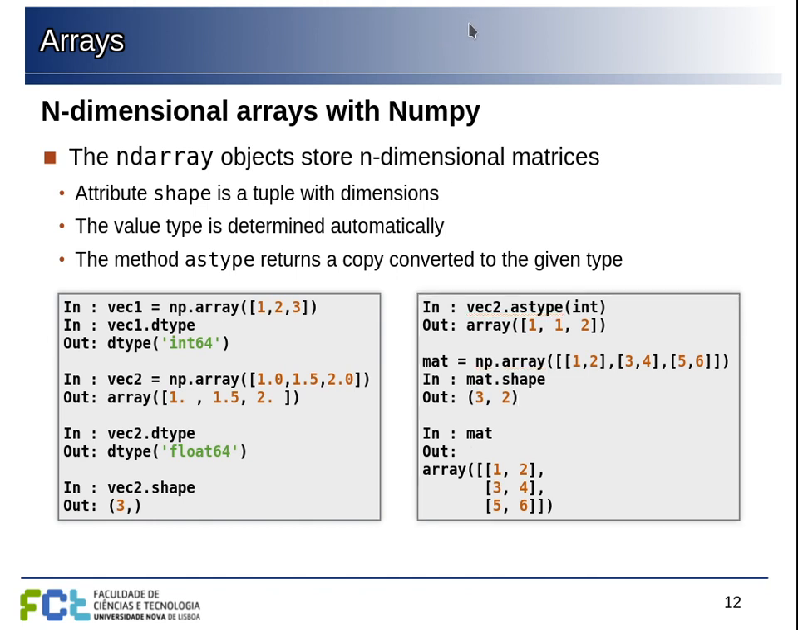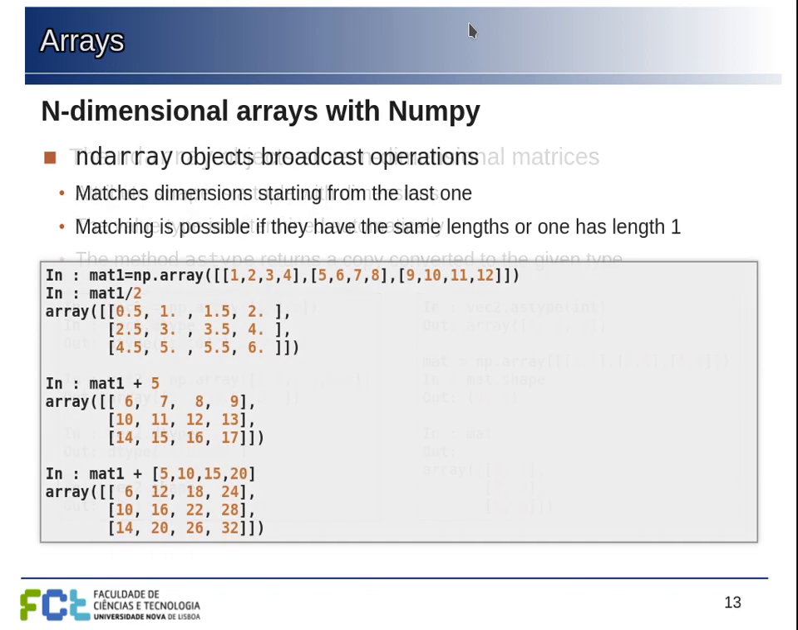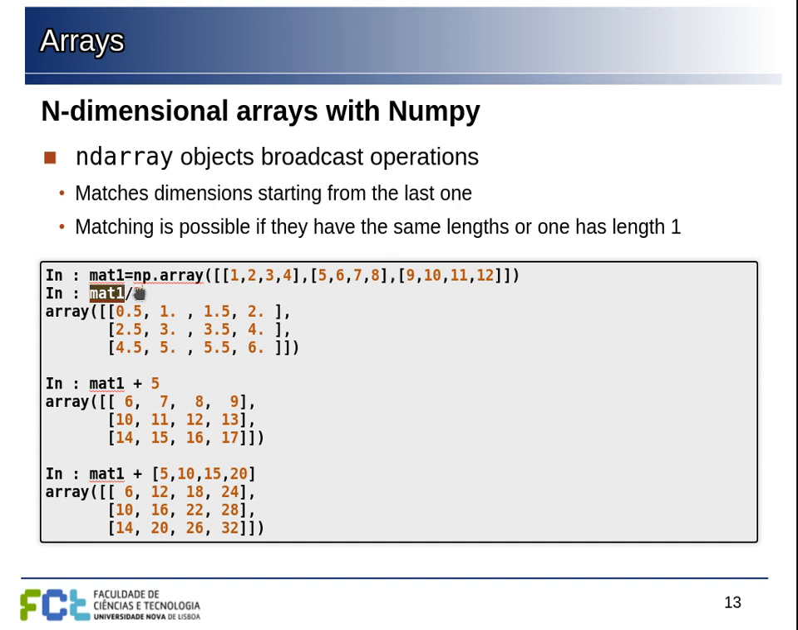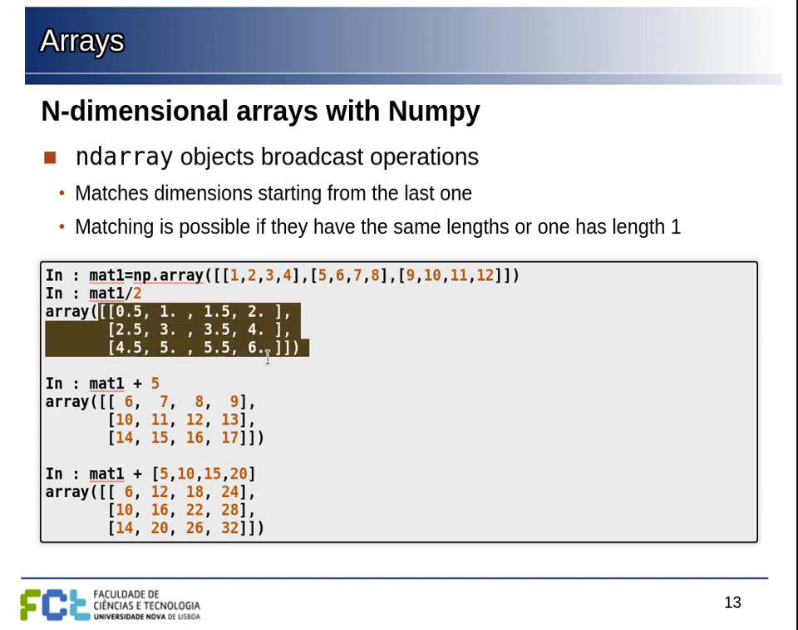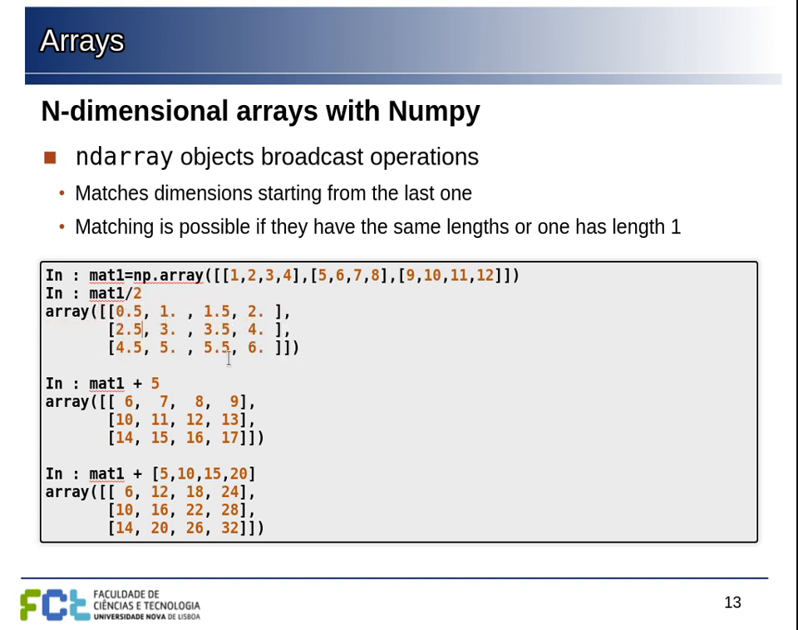But the most useful thing about this data structure, the NumPy arrays, is the way you can index and broadcast operations using these matrices. For example, suppose that we create this matrix here. This is a matrix with 3 rows. Each row has 4 columns and has these values, 1, 2, 3, 4, all the way to 12. If we ask for this matrix divided by 2, NumPy will broadcast this operation through all the elements and give you a matrix where each element has been divided by 2. You can, for example, add 5, and it does this to all the elements.